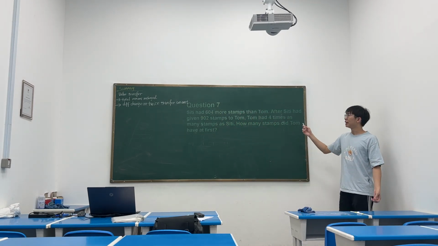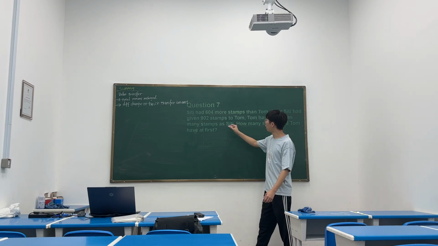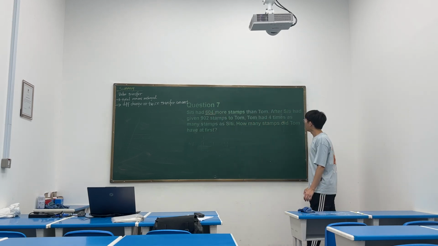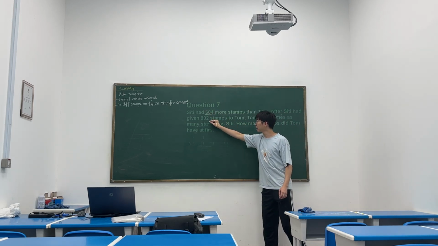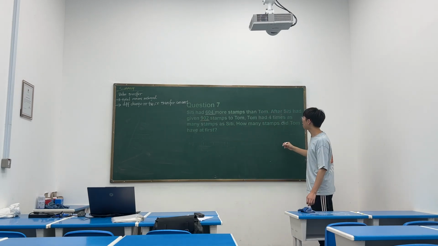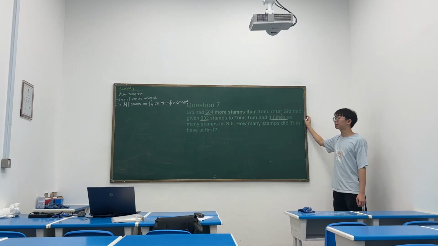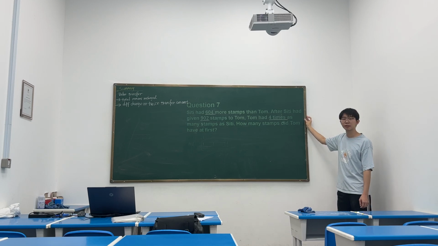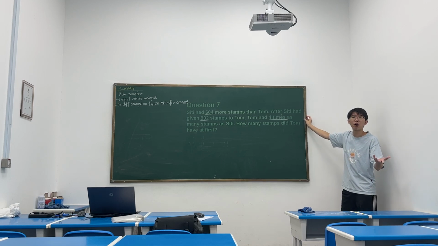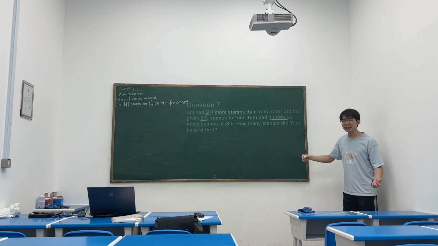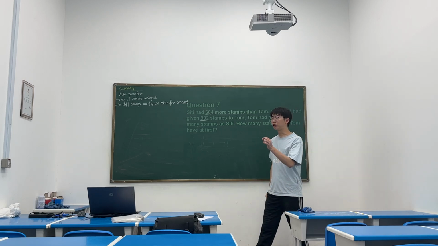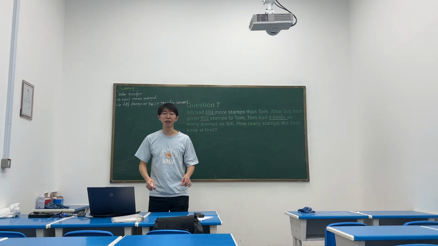Alright, time's up! Now, Cindy had 604 more stamps than Tom. After Cindy had given 102 stamps to Tom, Tom had 4 times as many stamps as Cindy. How many stamps did Tom have at first? Again, how should we approach this kind of question? Yes, we draw the models, but we draw models starting from which condition?